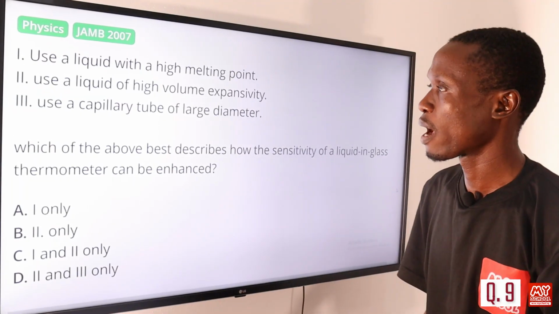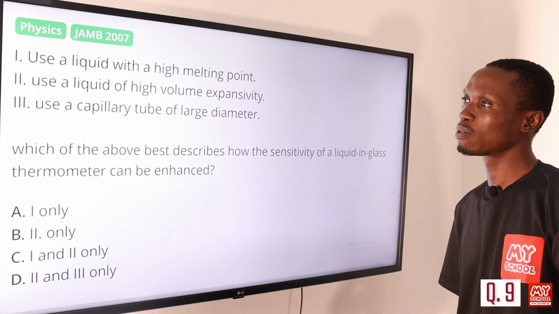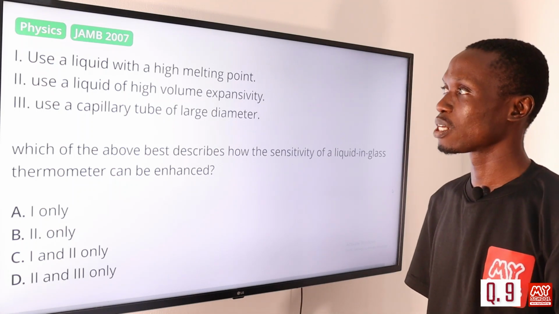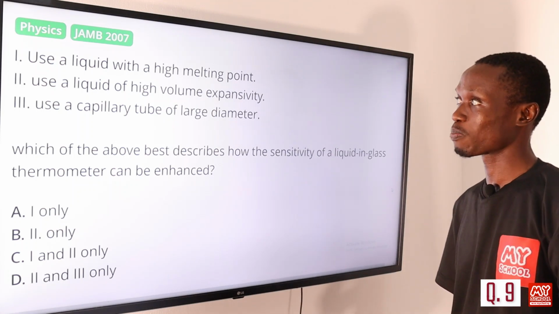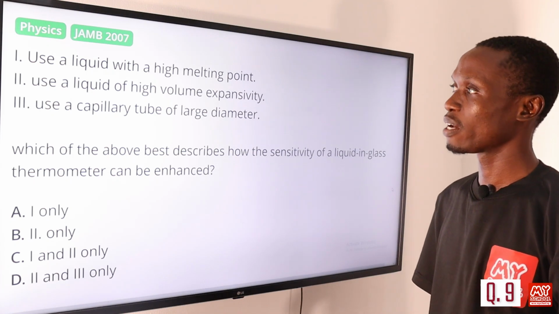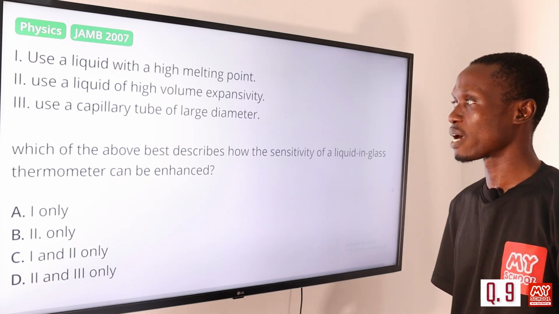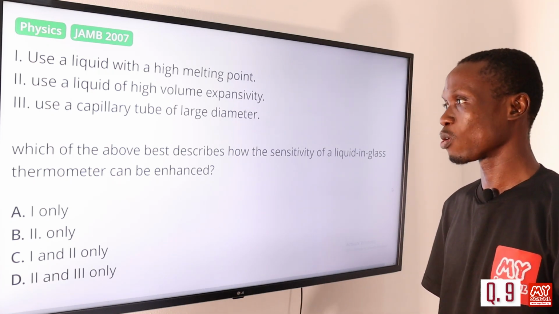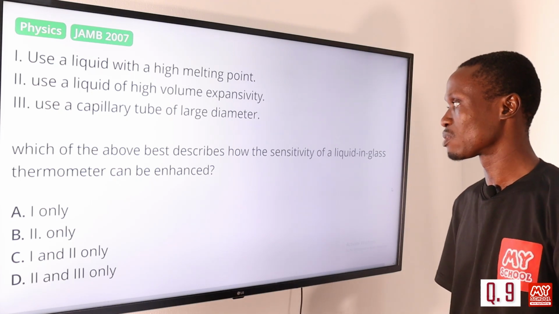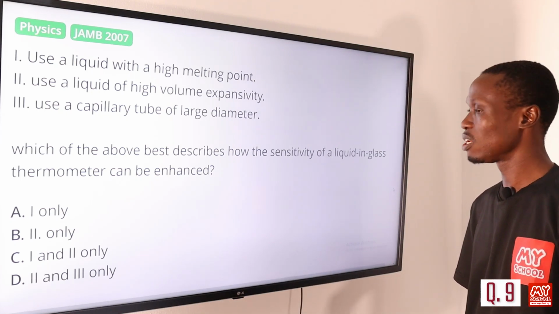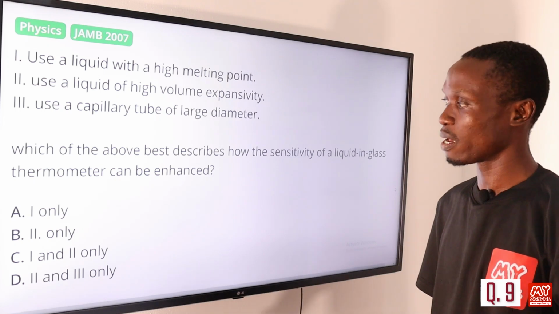Question 9. I, use a liquid with a high melting point. II, use a liquid of high volume expansivity. III, use a capillary tube of large diameter. Which of the above best describes how the sensitivity of a liquid in glass thermometer can be enhanced?